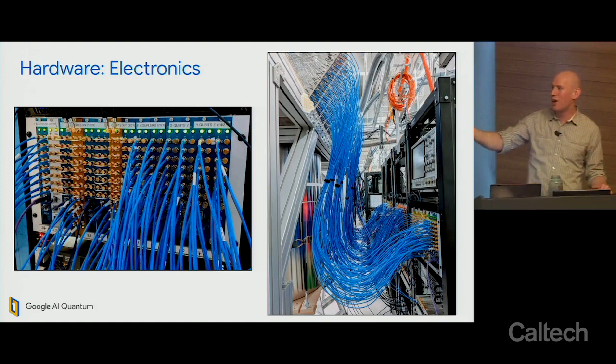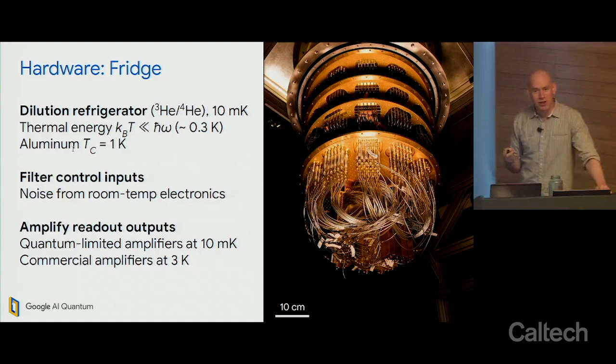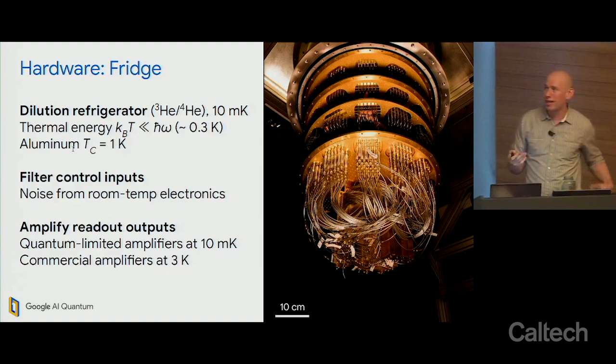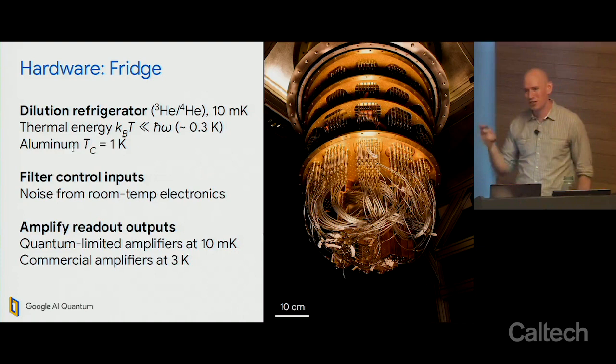We use a dilution refrigerator to achieve cryogenic temperatures around 10 millikelvin. It's really essential to have this cryogenic environment, first of all, because we need the thermal energy of the environment to be small compared to the energy of a single photon, which for our qubits, around 6 gigahertz, corresponds to 0.3 Kelvin. So we want to be much less than that. And also, we need our aluminum to superconduct because we love those lossless circuit elements. And the critical temperature of aluminum is 1 Kelvin. Sorry. Mass was bothering me.